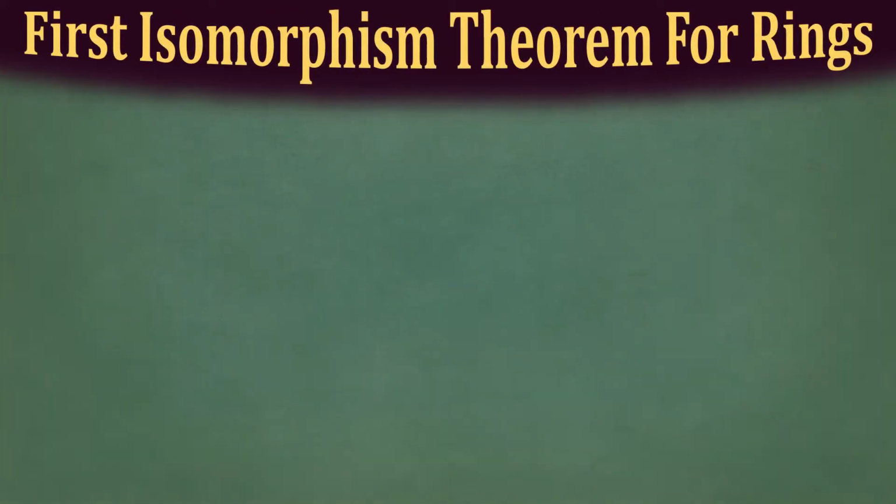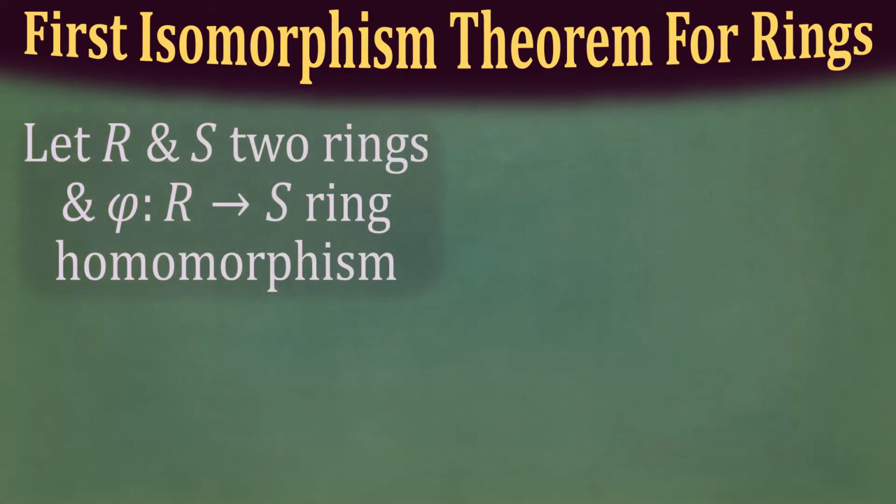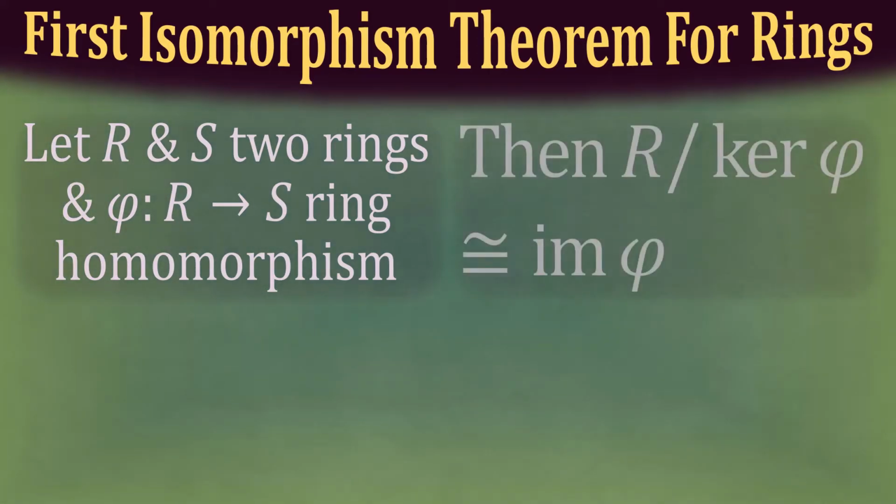Next, let's move on to state the first isomorphism theorem for rings. Let R and S be two rings, and let phi from R to S be a ring homomorphism. Then R over the kernel of phi is isomorphic to the image of phi.